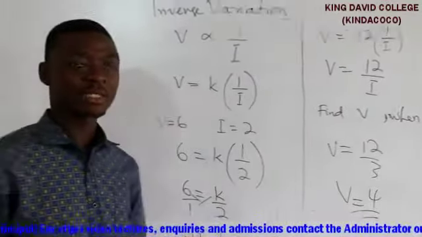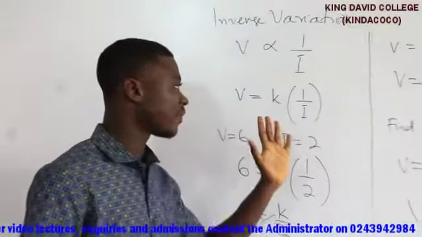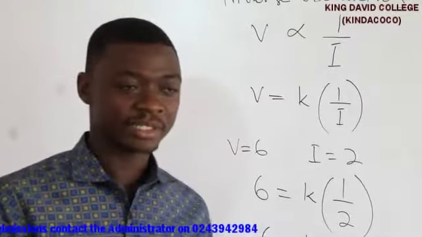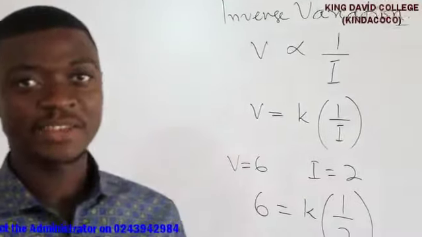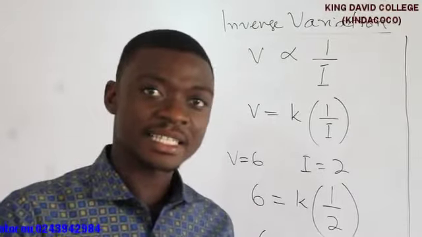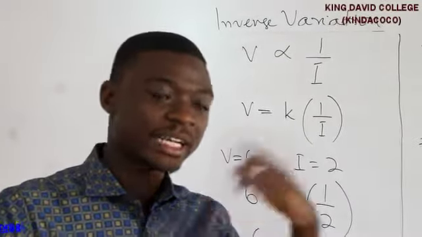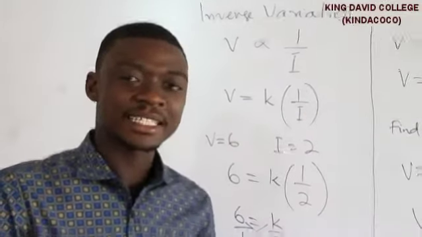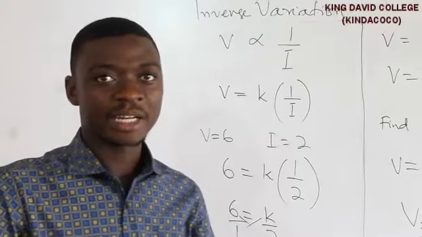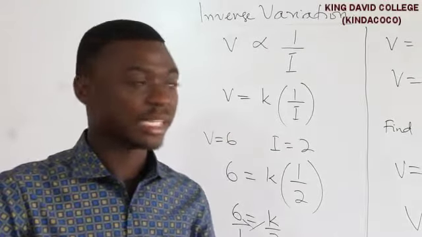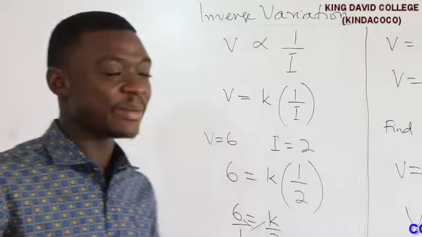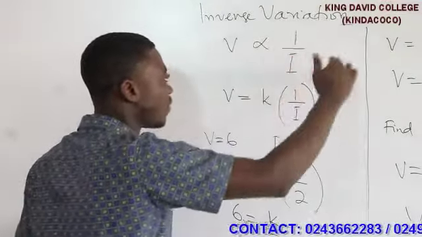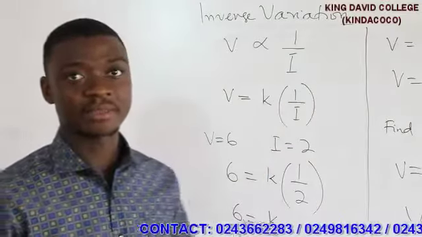So just like the joint, you could have the inverse variation mentioned in the question. So they will tell you a quantity varies inversely as another quantity. With a direct one, they will tell you a quantity varies what? Directly as another quantity. Okay, but here it is inverse. So anytime you hear inverse, then the first quantity varies as 1 over the second quantity.